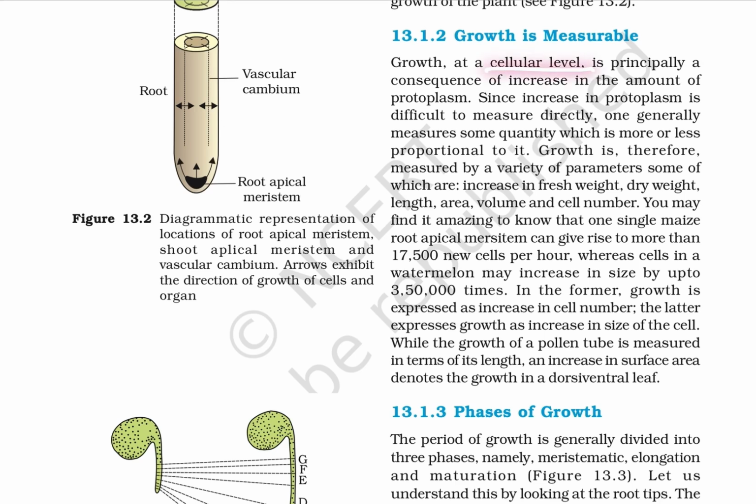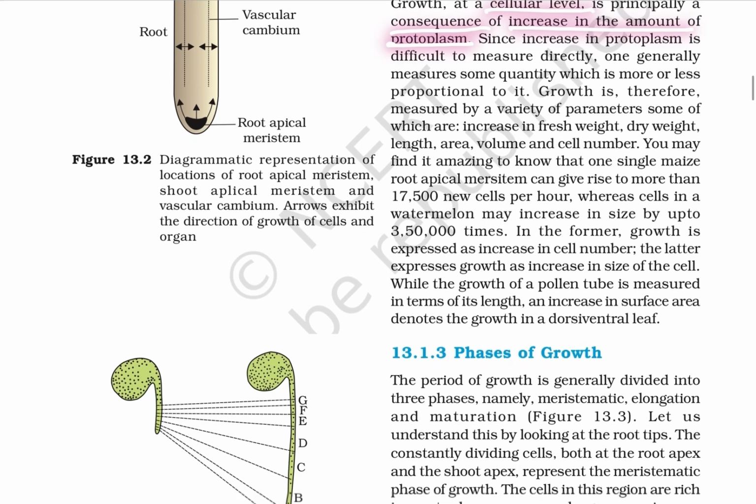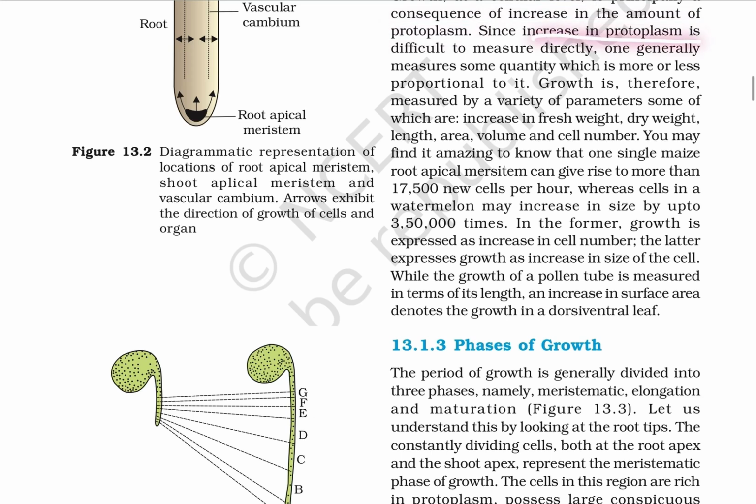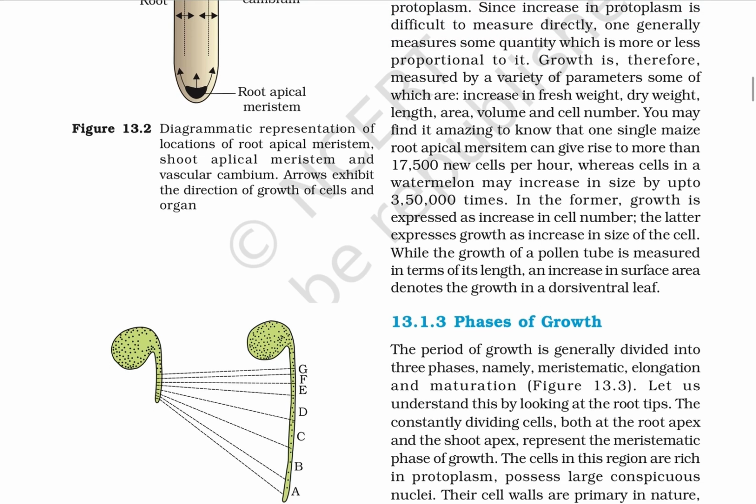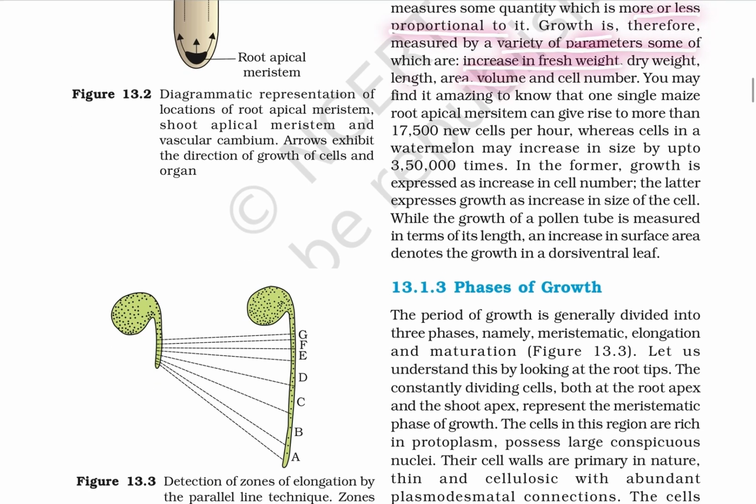Growth is measurable at the cellular level, principally as a consequence of increase in the amount of protoplasm. Since increase in protoplasm is difficult to measure directly, one generally measures some quantity which is more or less proportional to it. Growth is therefore measured by a variety of parameters, some of which are increase in fresh weight, dry weight, length, area, volume and cell number.